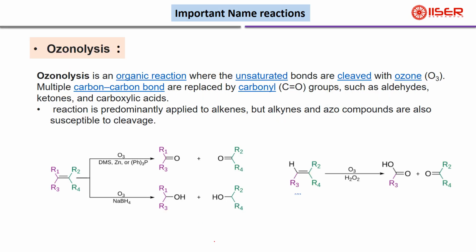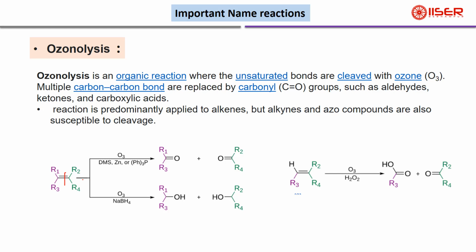So next is the ozonolysis reaction. This is an organic reaction where an unsaturated bond is cleaved by ozone. The carbon-carbon bond is replaced by carbonyl groups such as aldehyde, ketone or carboxylic acid. So if you imagine this double bond and cleave along it, it will give us two carbonyl compounds.